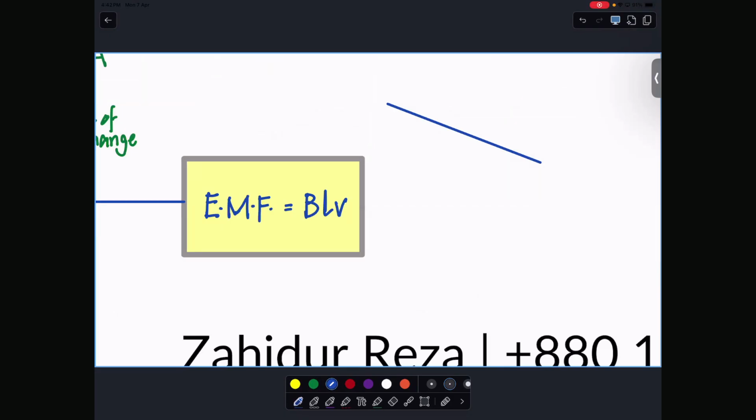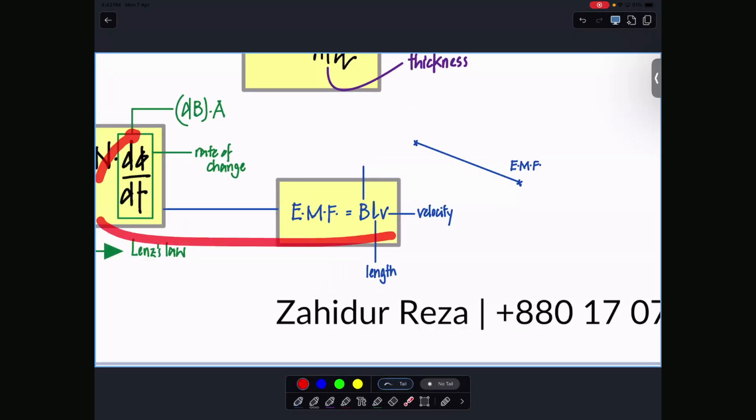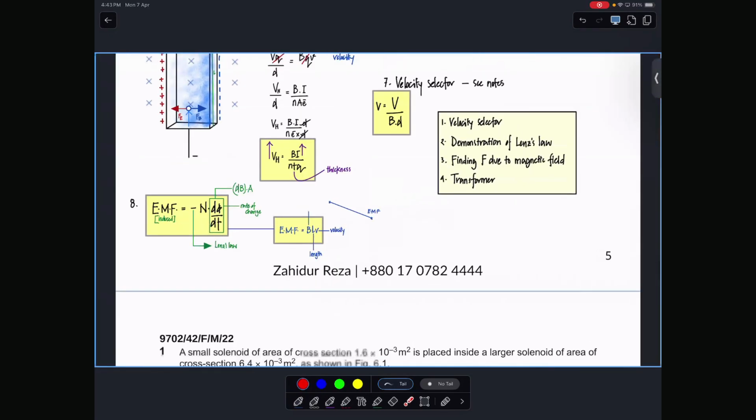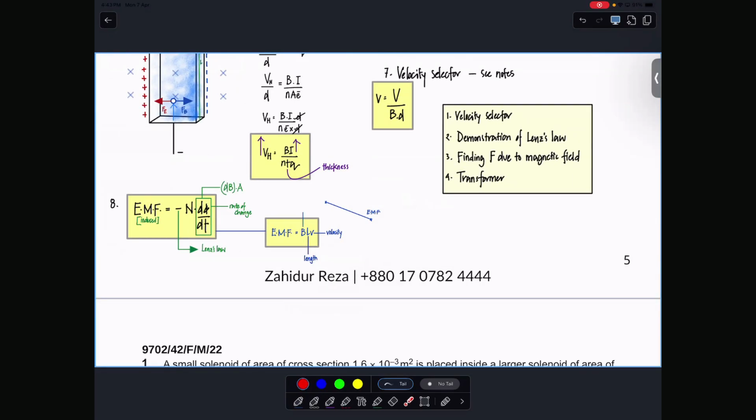There's a shortcut here. B is the magnetic flux density, L is the length of the conductor, and V is the velocity of the conductor. Using this you can directly find the EMF induced across the conductor. It's a shortcut, it can be derived from here. So if you can directly use this, I remember seeing a question where they used it, and somebody can use that as well, saves a lot of time. Okay, and that's it so far.